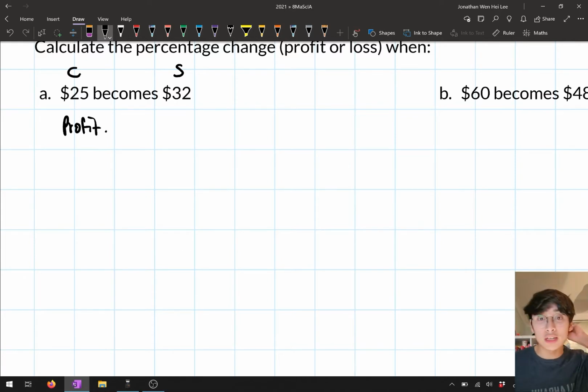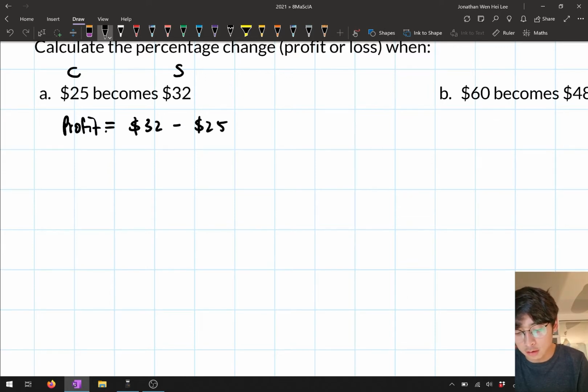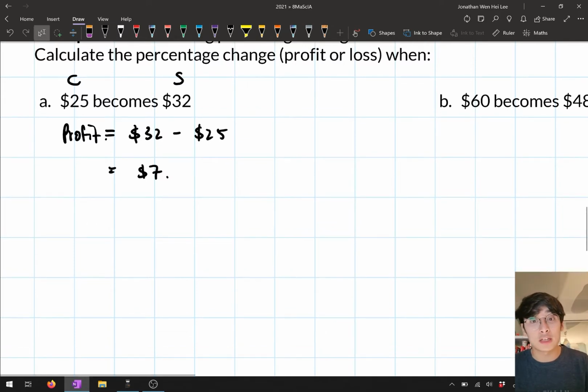So all we need to do here is calculate the profit amount. The profit is just going to be $32 minus $25. Usually for this step, I recommend you take the higher number and subtract the lower number. That just gives you $7. Now that we've done that, we want to write this as a percentage change, so a percentage profit.